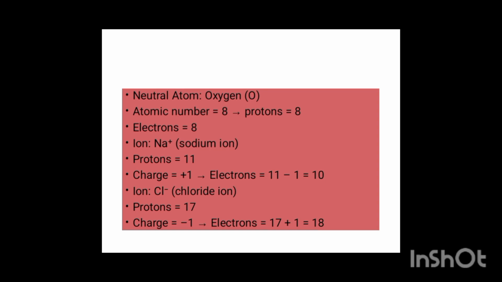And for an ion, for example Na+, the sodium ion, protons equal 11, and the charge is +1, so electrons equal 11 minus 1, which equals 10. For an ion like Cl-, the chloride ion, protons equal 17 and the charge is -1, so electrons equal 17 plus 1, which equals 18. So when you get plus in the charge, you subtract it to find electrons. When you get minus in the charge, you add it to find the electrons.